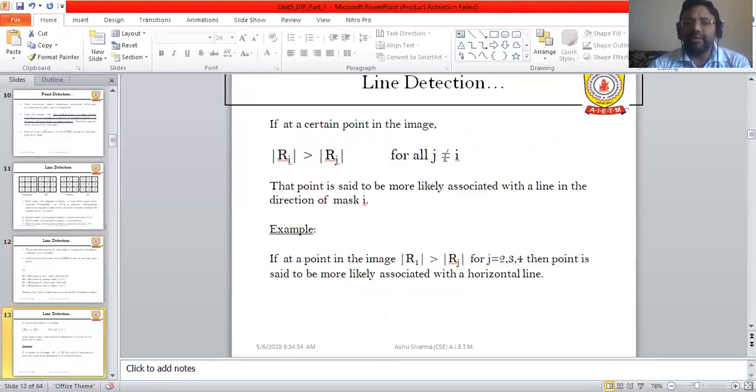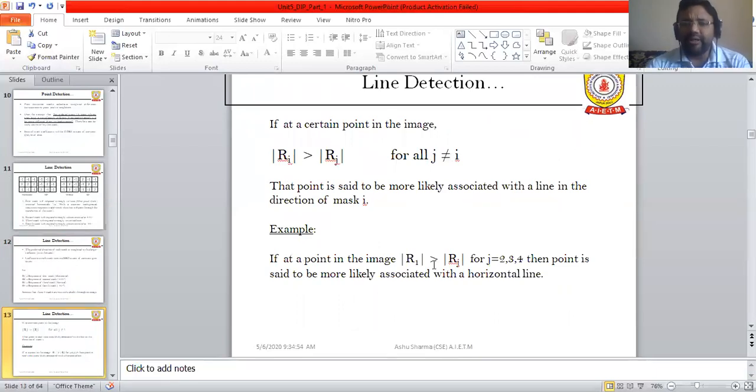So here is the equality for all j not equals to i. That point is said to be more likely associated with a line in the direction of mask i. It means that point will be a point of horizontal line if R1 is greater than R2. So in this way, we have to apply all the 4 masks on an image and check what is exactly a point alignment with the line.